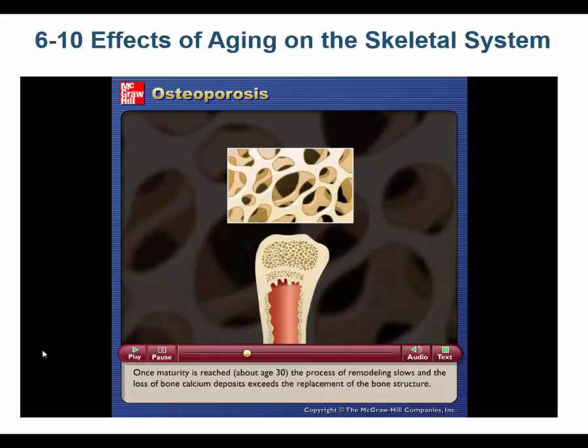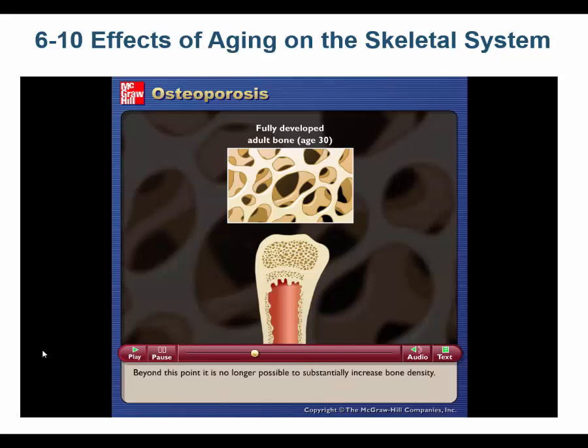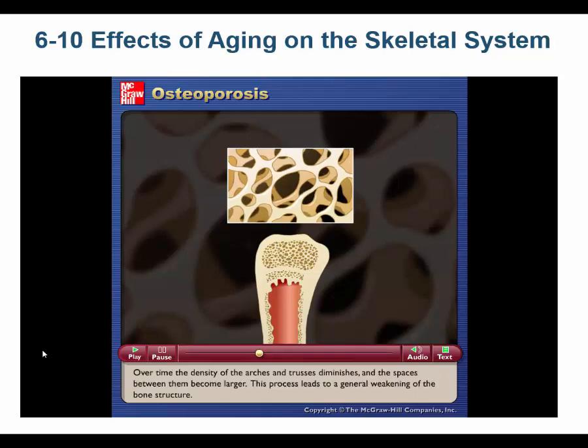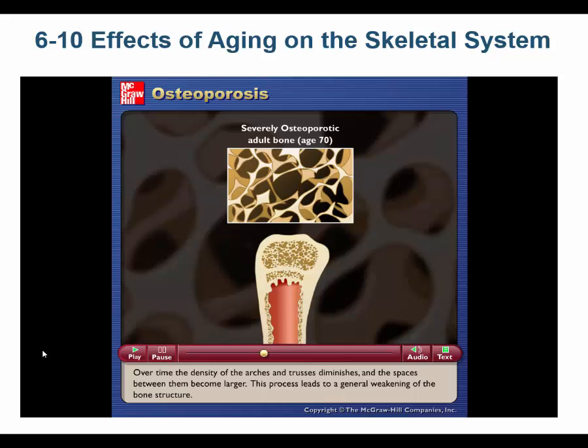Once maturity is reached, about age 30, the process of remodeling slows, and the loss of bone calcium deposits exceeds the replacement of the bone structure. Beyond this point, it is no longer possible to substantially increase bone density. Over time, the density of the arches and trusses diminishes, and the spaces between them become larger. This process leads to a general weakening of the bone structure. It is a very gradual process and requires decades before any noticeable bone weakness appears.